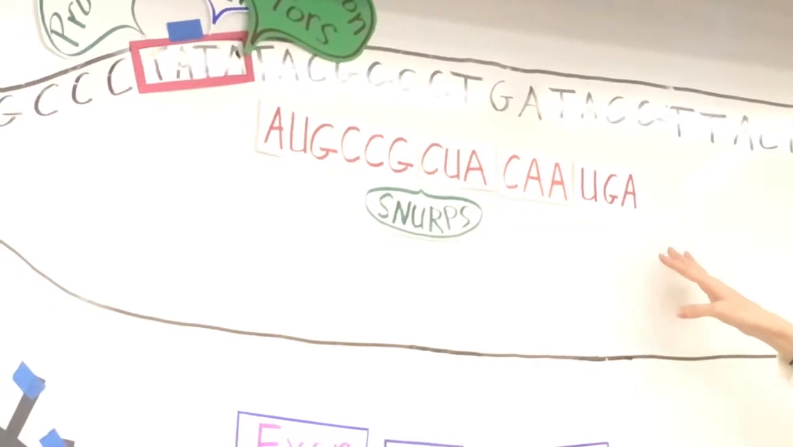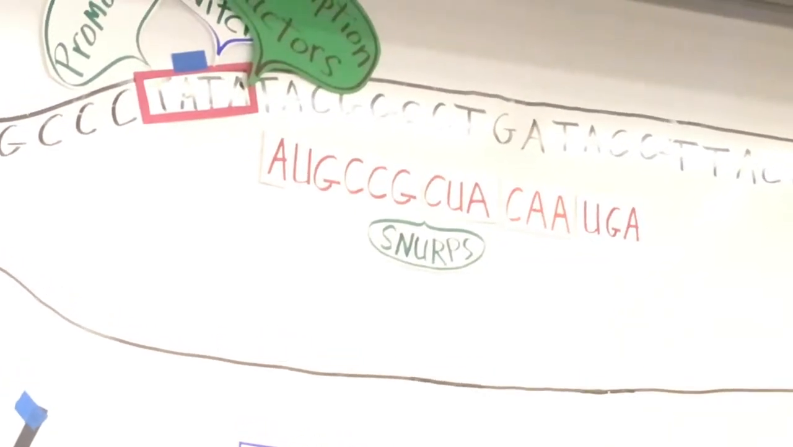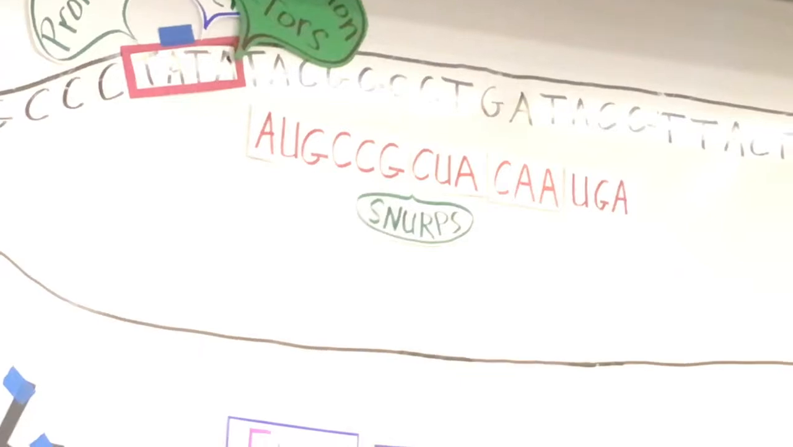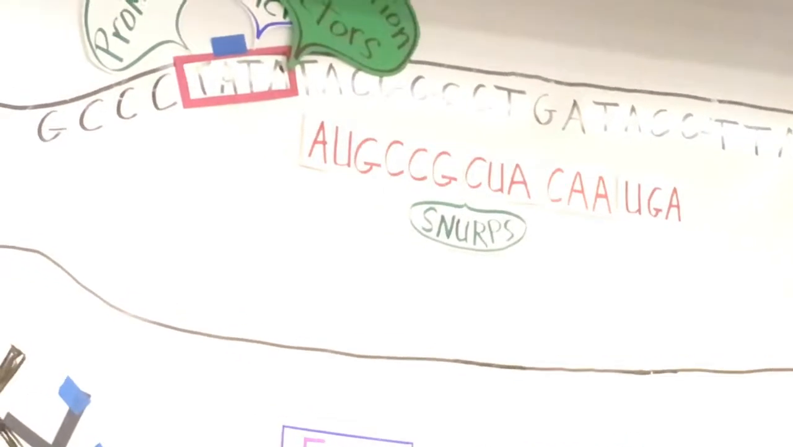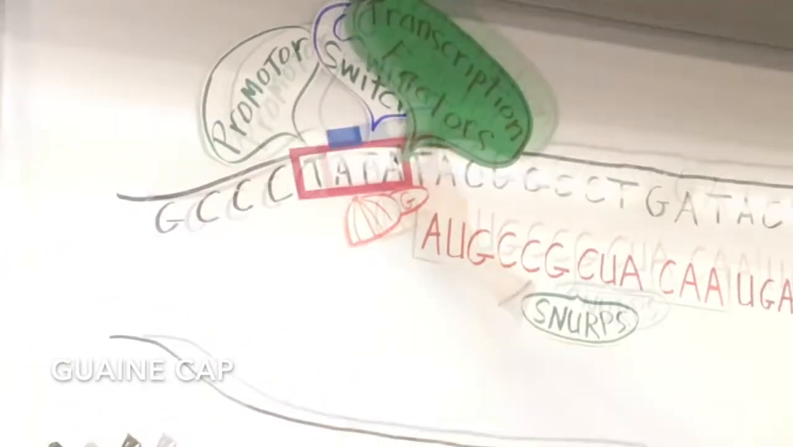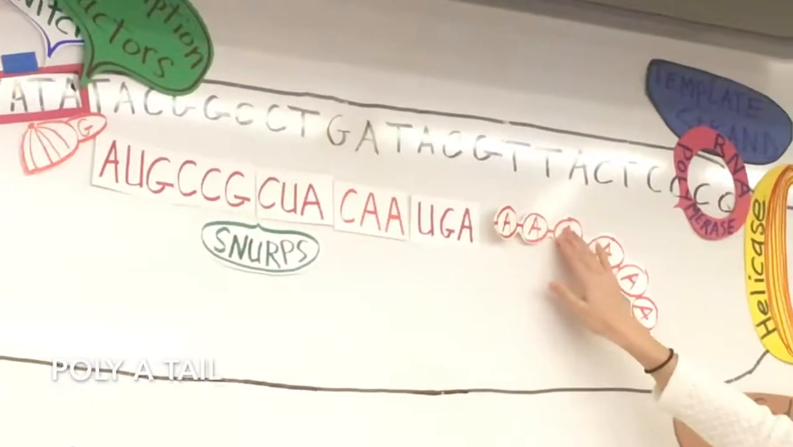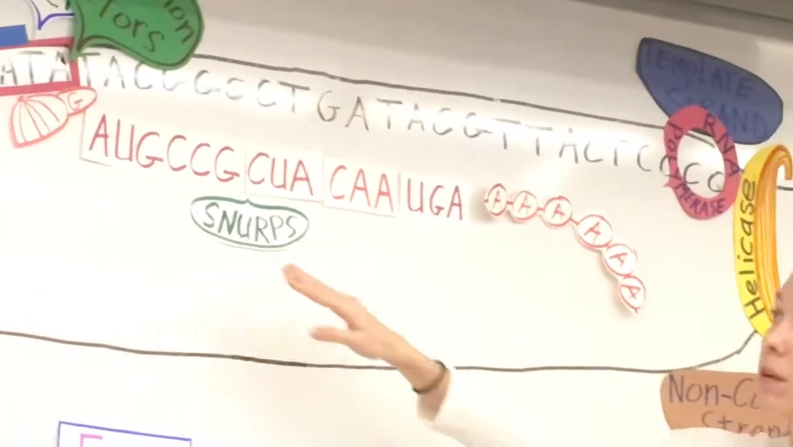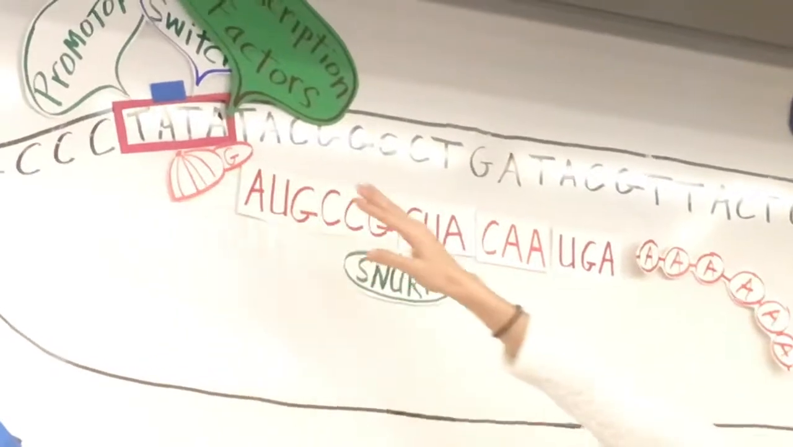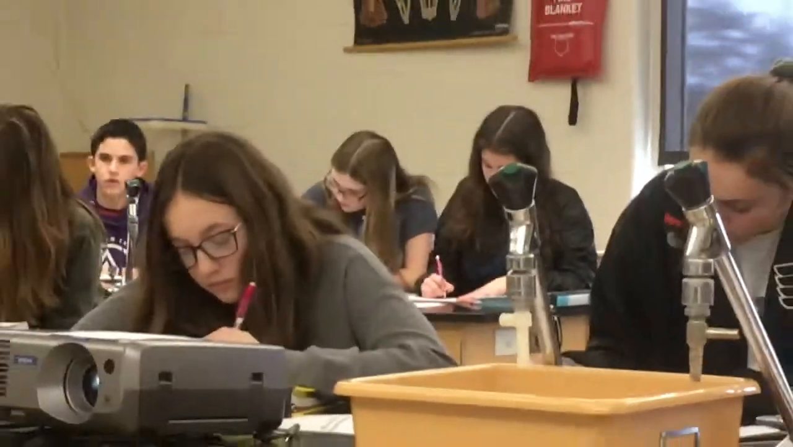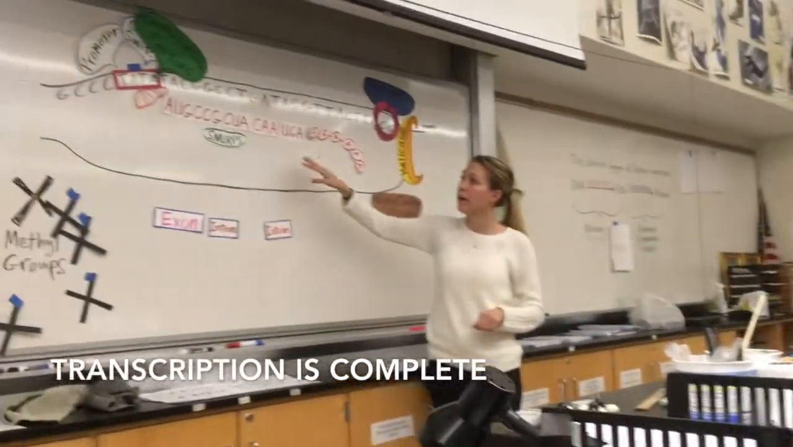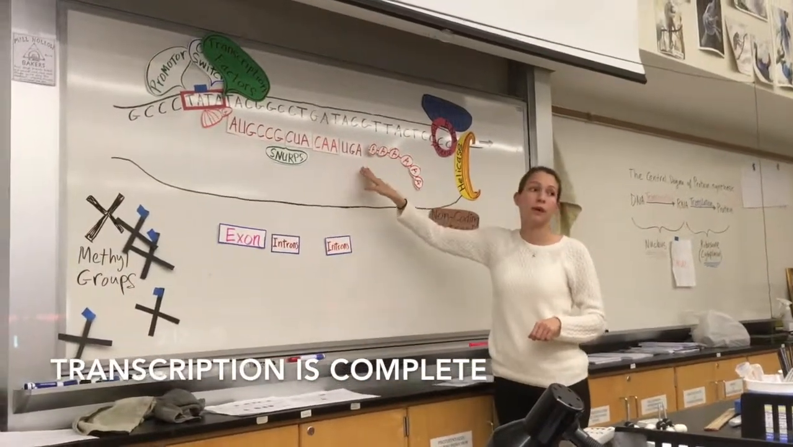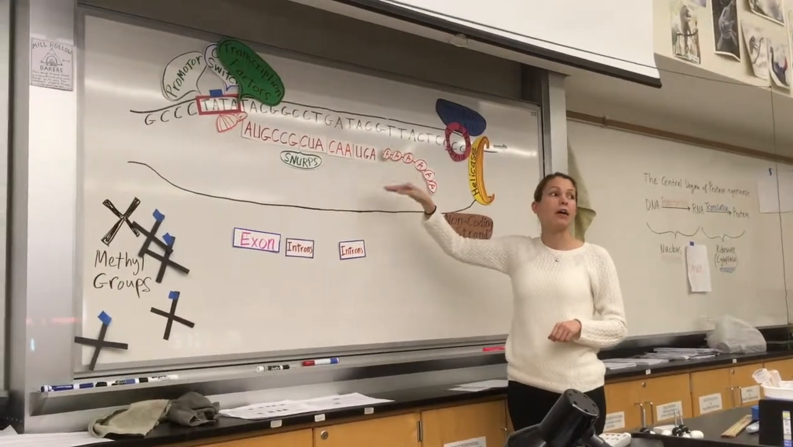Now the mRNA is almost ready to leave the nucleus, but we need to protect it first. So we would add a guanine cap on the one end, and on the other end we'd add the poly-A tail. The poly-A tail is just a long chain of adenine nucleotides, and the guanine cap is a specialized guanine nucleotide. So now the mRNA strand is protected, all the introns are taken out, and it's just got the code, so it's ready to take this gene out of the nucleus.